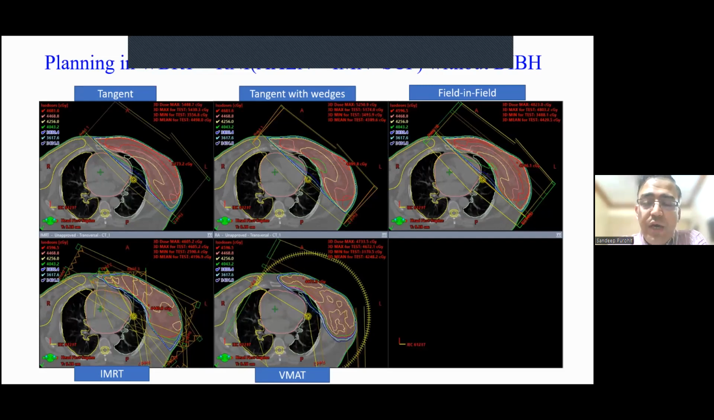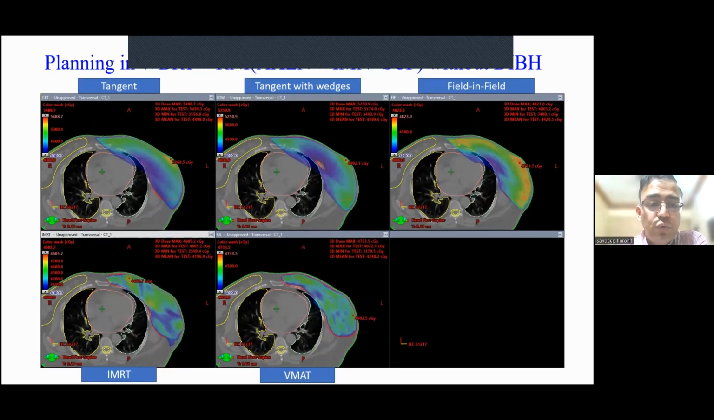In this patient, we had made 5 plans. First is the tangential plan. Second is the tangent with wedges. Third is the field in field. Fourth is the IMRT arm. And fifth is the VMAT. So in these patients, it was shown that with the tangent, there was high dose on the skin surface, which we can see is around 52.69 Gy.